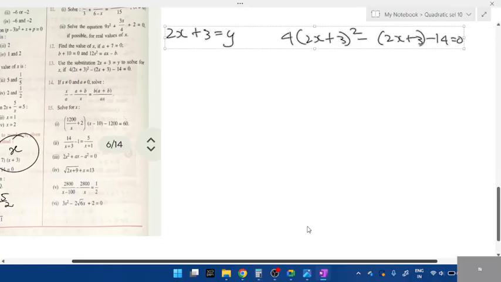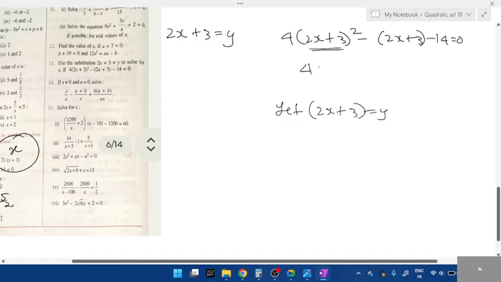Fourth question. So how do you use sum and product, students? If the brackets are the same, you can assign any alphabet for this. You can take this bracket, let 2x plus 3 is equal to y. So I'll put y square here. They've already mentioned here. Can you see?